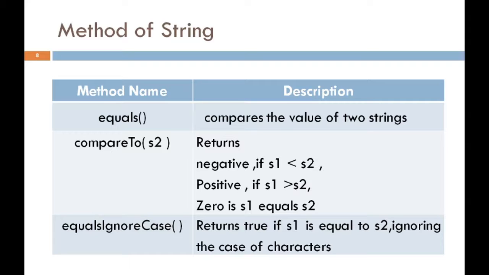The next method is compareTo. The Java string compareTo method compares the given string with the current string, and based on the strings, it will return a negative, positive or 0 result. That means if both strings are equal, then it returns 0. If the first string is greater than the second string, then it returns positive. And if the first string is less than the second string, then it returns a negative number.